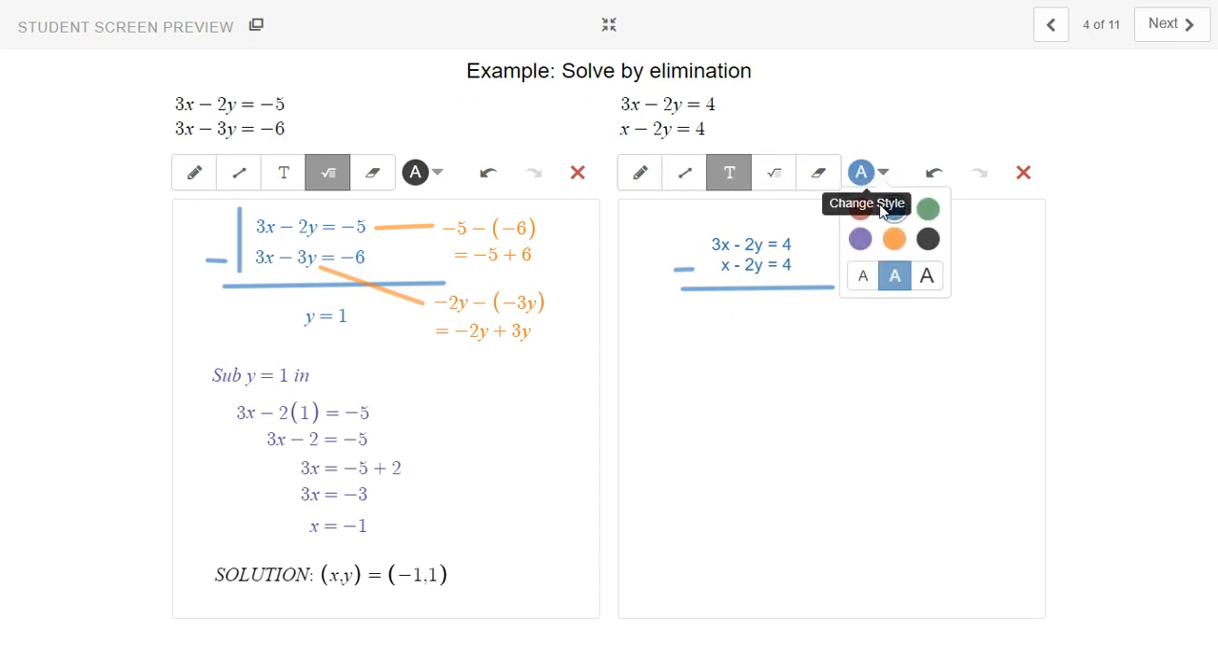So the reason I say we can eliminate it is because we would have negative 2y minus 2y. So that equals negative 2y plus 2y, and that gives us a 0. So everything else, let's just subtract.